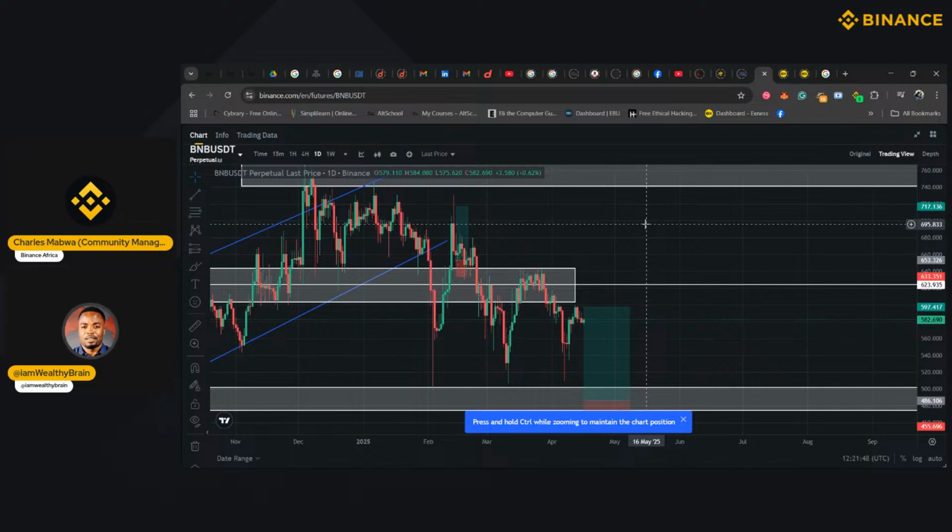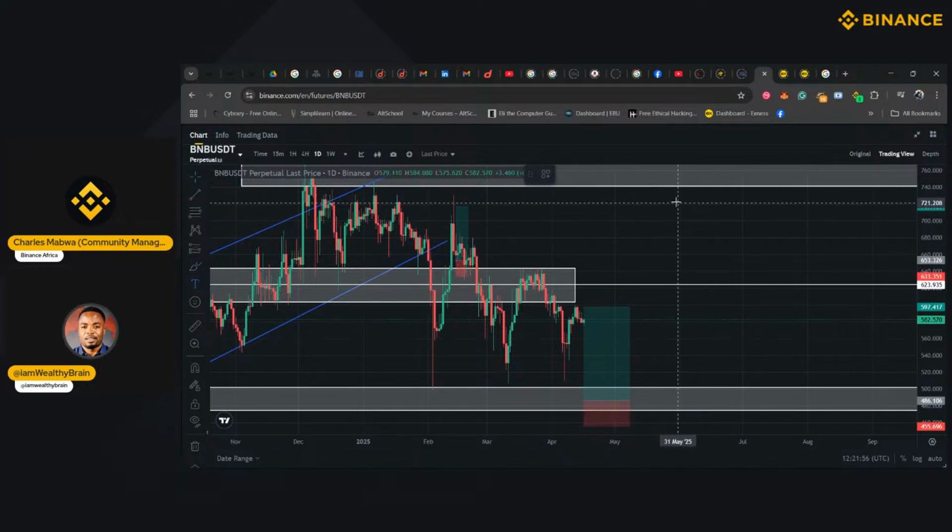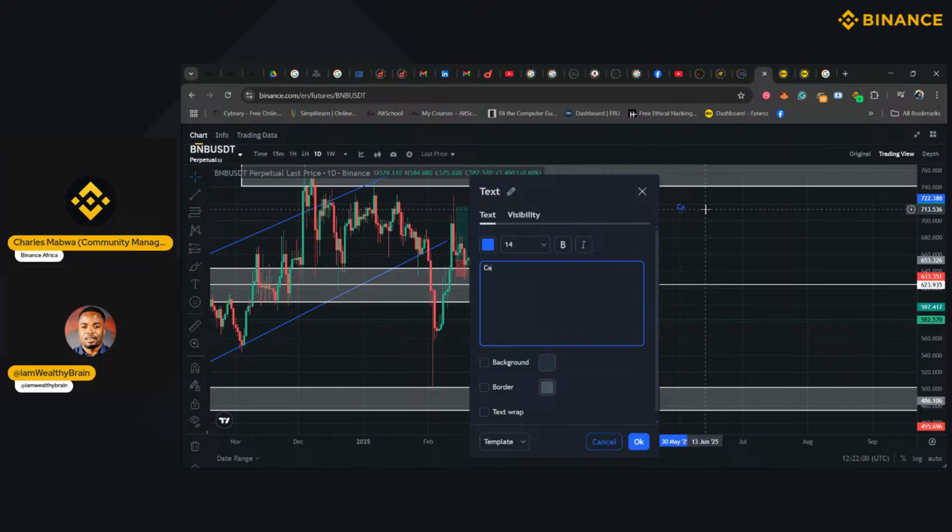Now, the first indicator I use and I trust so much is the candlestick. Okay, so first is candlestick. That's my first indicator. You need to learn how to read candlestick.